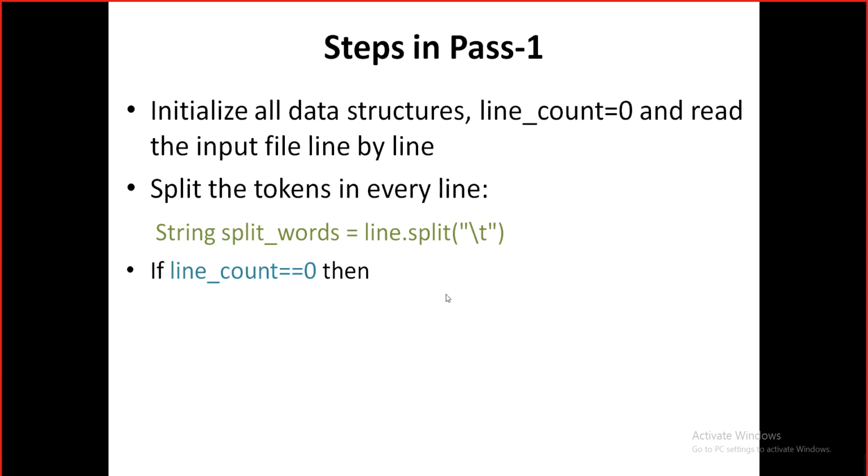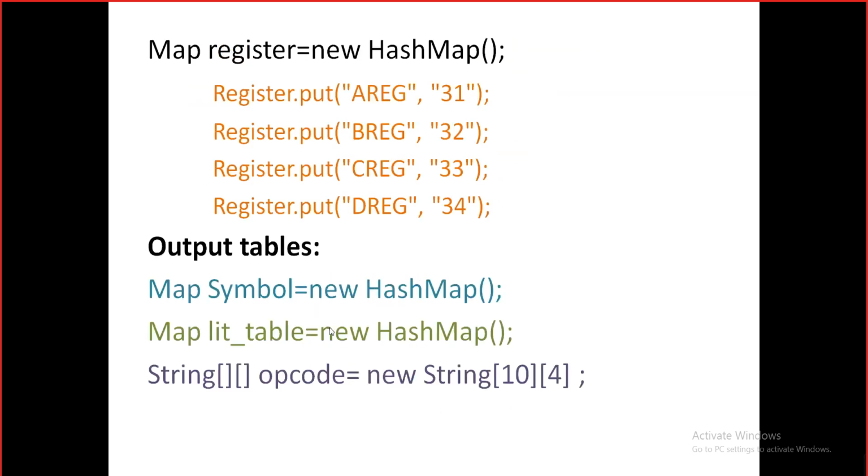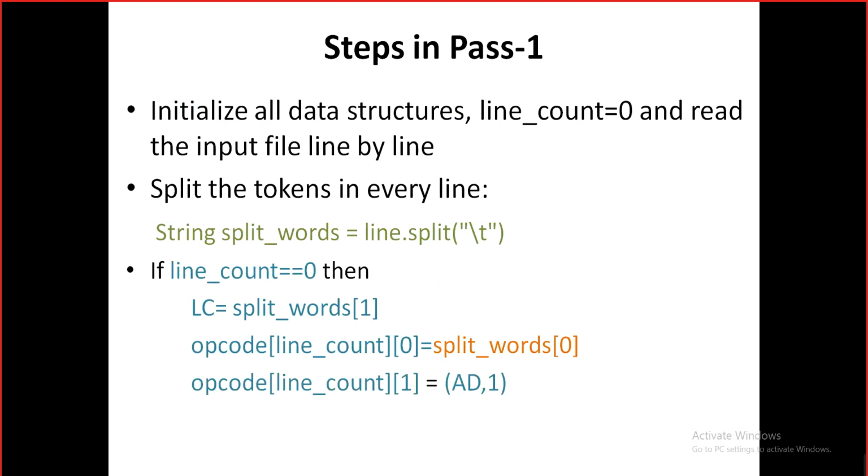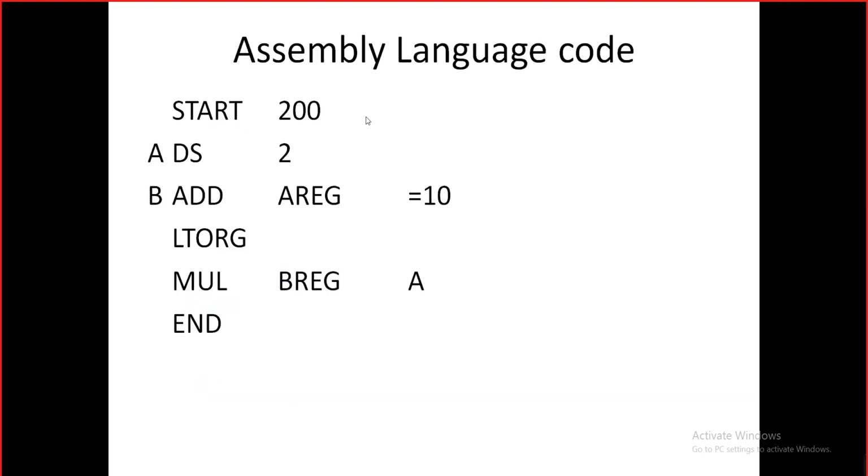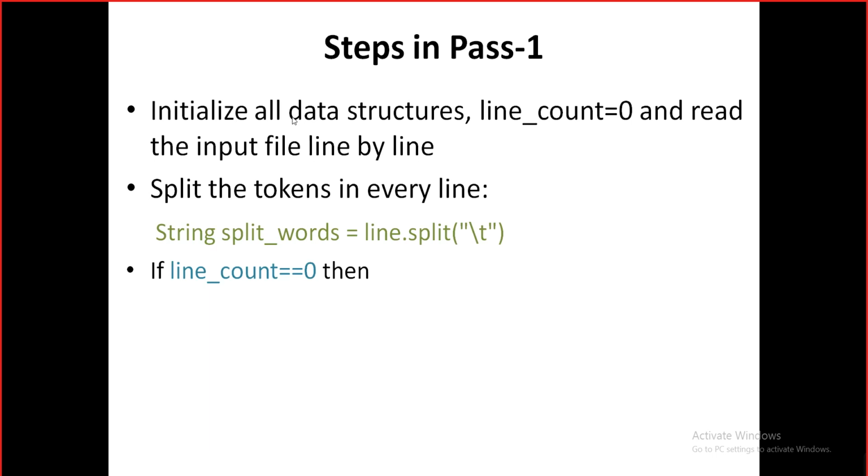So if the line count is 0, what we will do is initialize the location counter LC variable with split words 1. Now what is this split words 1? Let us go back. Okay, I have the code over here. So if I have scanned this first line, start, split words of 0 is start and split words of 1 is what? This 200. So I'm initializing my location counter with this 200, isn't it?